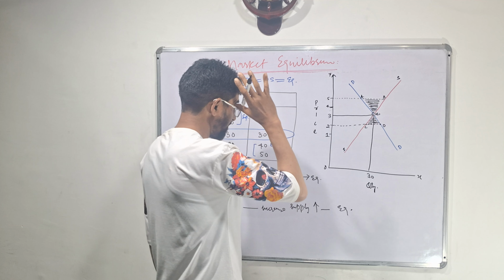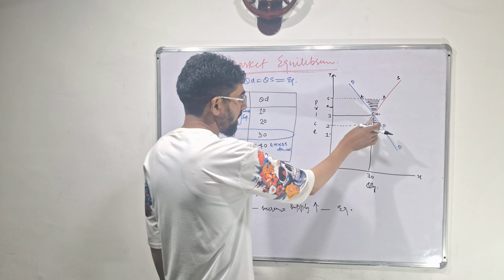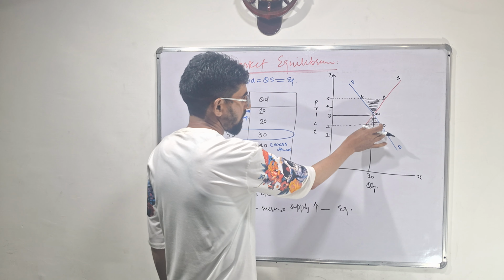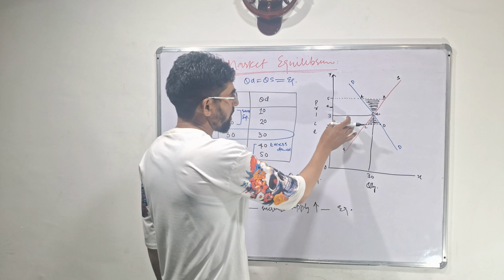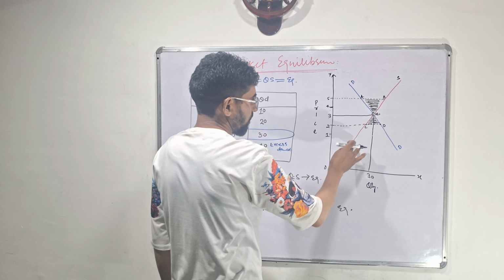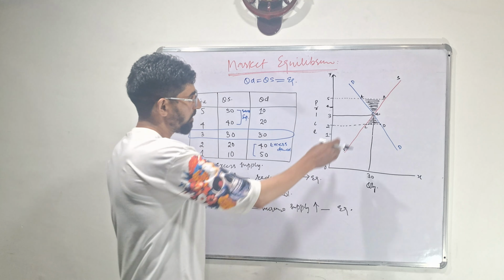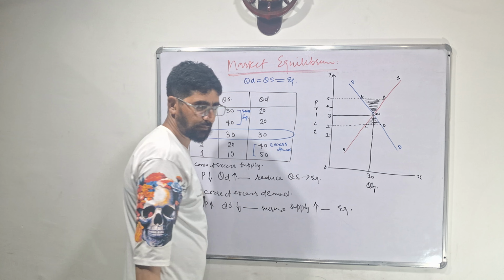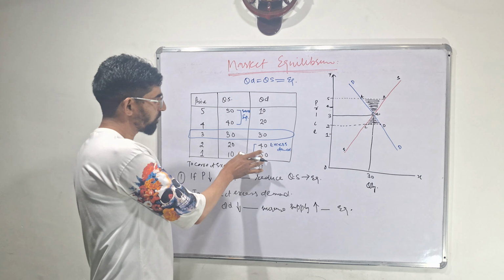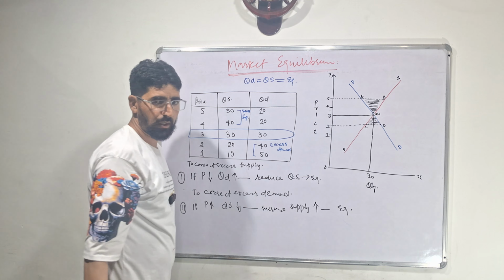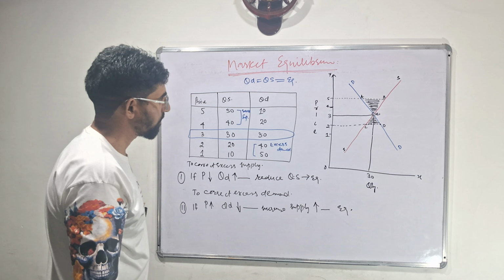When quantity demand increases, this will lead to reduced supply. In case of excess demand, we increase quantity supply. Definitely, we will shift this supply curve. When we increase quantity supply, definitely we will arrive at this E1. As per the schedule, we have to move on from the equilibrium point.